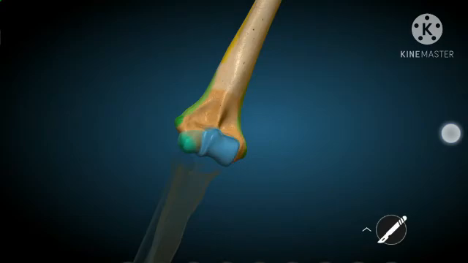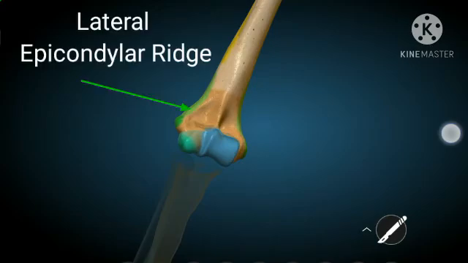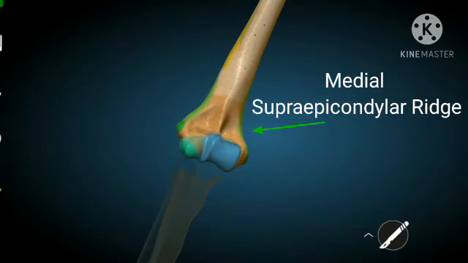Just above the epicondyles, we've got some ridges here, and because they are superior to the epicondyles, we simply call them supraepicondylar ridges. So likewise, on the lateral aspect, we've got the lateral supraepicondylar ridge, and on the medial aspect, we've got the medial supraepicondylar ridge.